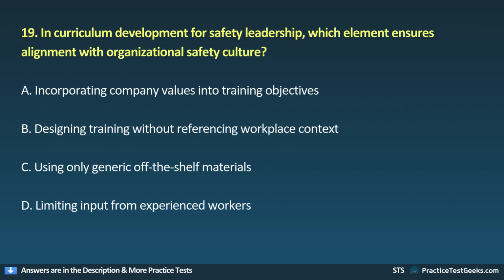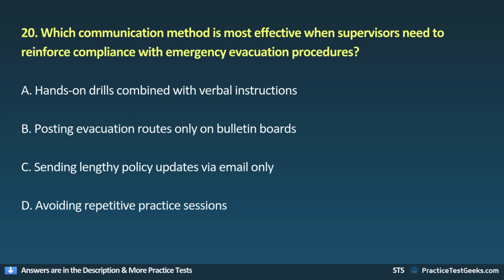19. In curriculum development for safety leadership, which element ensures alignment with organizational safety culture? A. Incorporating company values into training objectives. B. Designing training without referencing workplace context. C. Using only generic off-the-shelf materials. D. Limiting input from experienced workers.